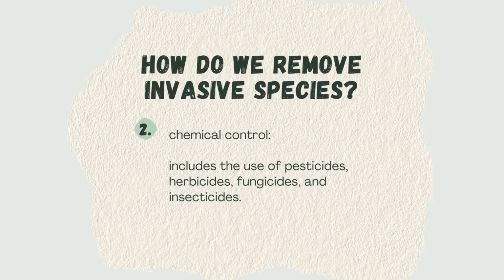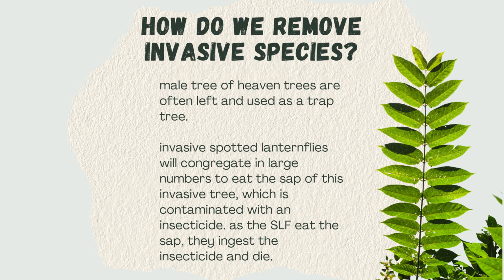Chemical control includes the use of pesticides, herbicides, fungicides, and insecticides. Male tree of heaven trees are often left and used as a trap tree. Invasive spotted lanternflies will congregate in large numbers to eat the sap of this invasive tree, which is now contaminated with an insecticide. As the spotted lanternflies eat the sap, they ingest the insecticide and die.